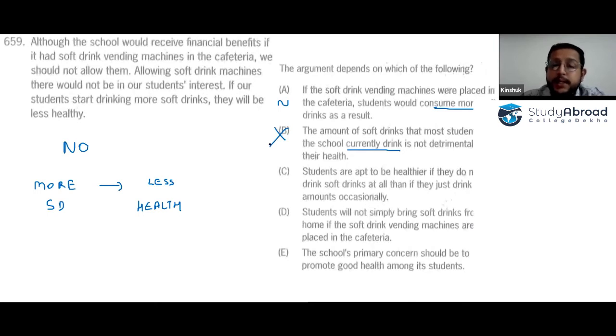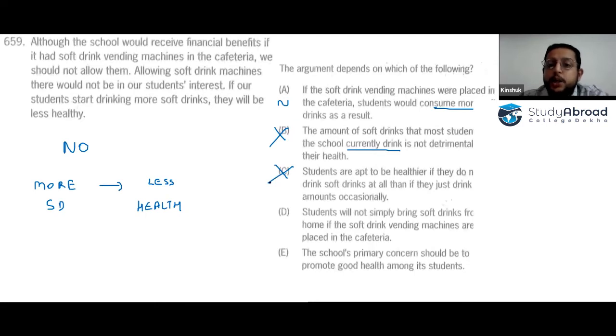Then answer choice C says students are apt to be healthier if they do not drink soft drinks at all than if they drink small amounts occasionally. So see, the argument's final point is that if you have more soft drink, you get less healthy, and thus the vending machines should not be allowed, right? They're not telling us whether, if you do not take them or you take them in small doses, what is going to be healthier. So again, this answer choice will be eliminated.